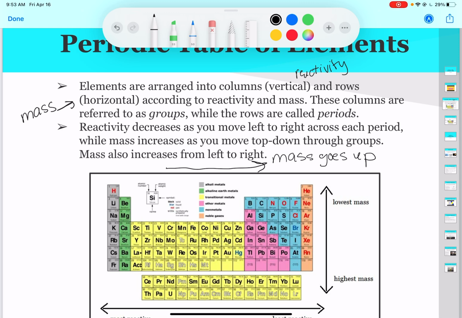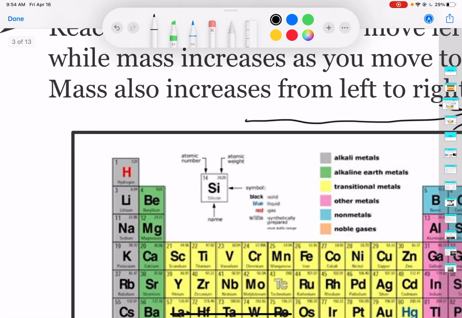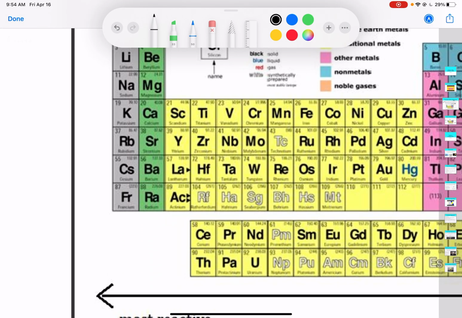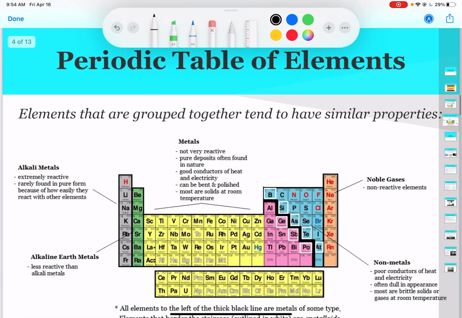It says reactivity decreases as you move left to right across each period, while mass increases as you move top down through groups. Mass also increases from left to right. All right, so that's sort of how the periodic table is set up. So if we look at the mass of like hydrogen, which is number 1, it's the lightest on the periodic table. And as we move down the numbers, everything becomes heavier, basically. That's all I want you to know from that.